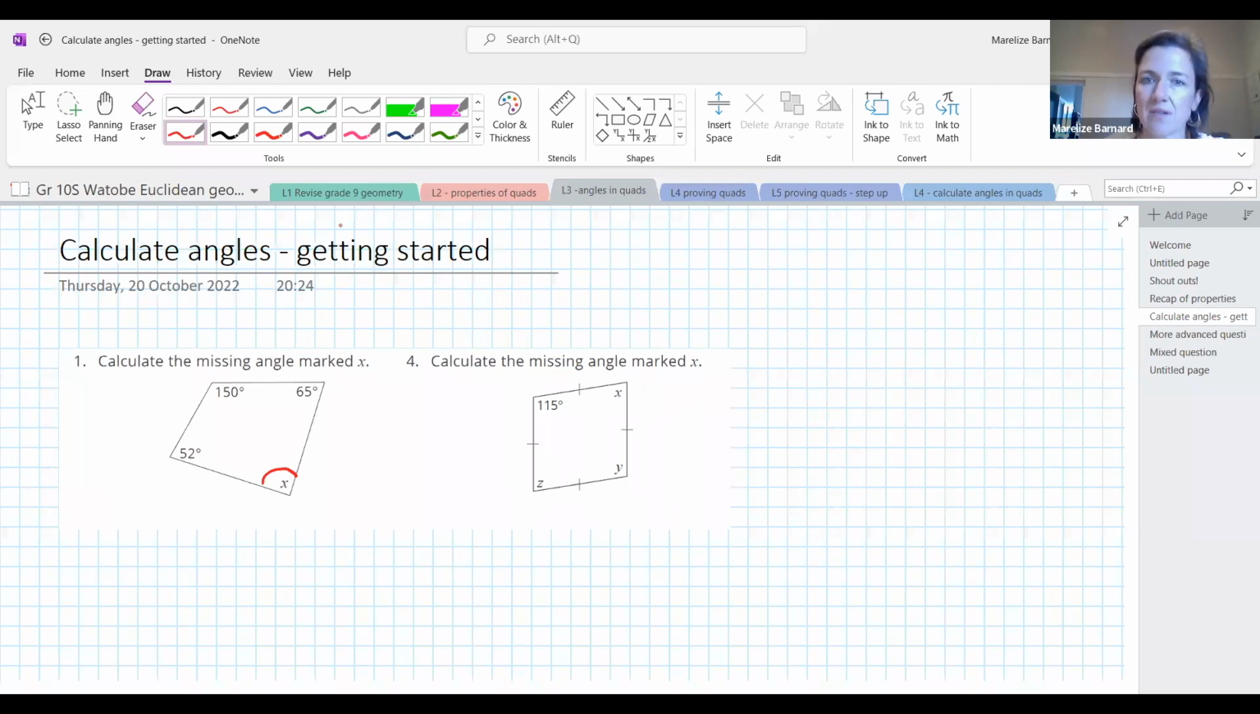And they are stumped. We are working with quadrilaterals. We don't have any straight lines. What do we know about the interior angles of a quadrilateral? Yes, Isa, the interior angles of a quadrilateral add up to 360. Now try again, guys. What is X equal to?